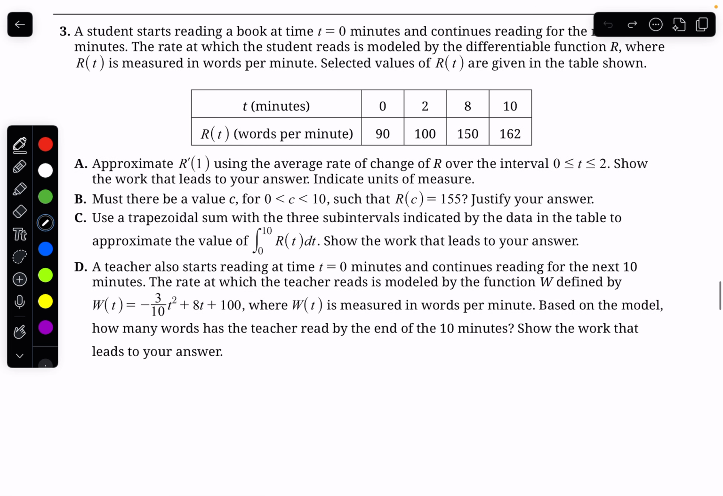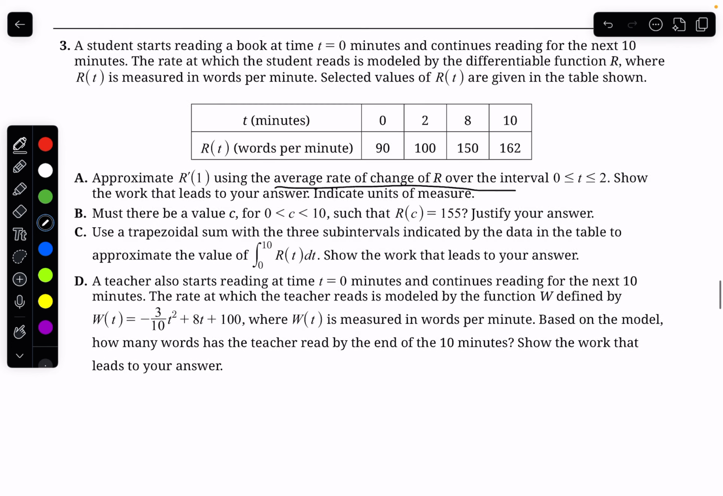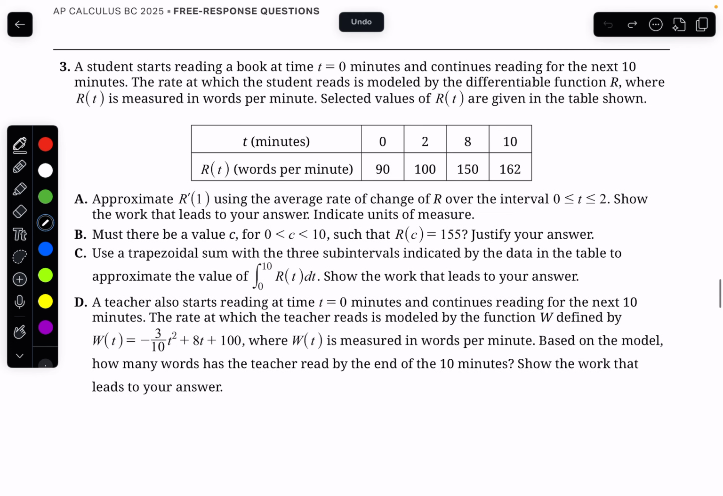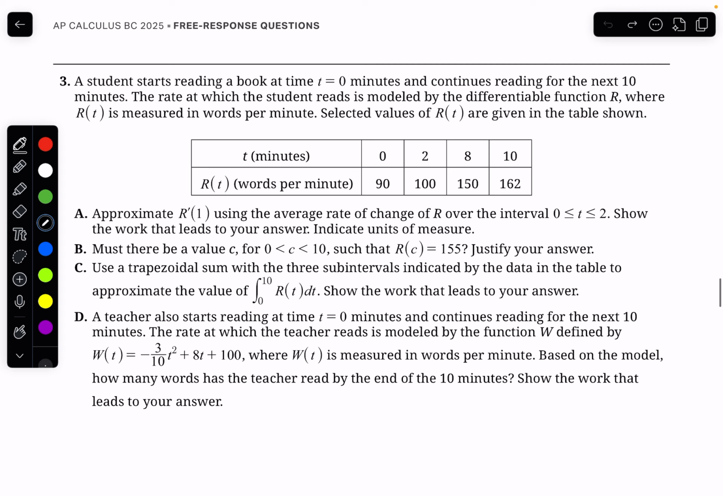Part A. Approximate r prime of 1 using the average rate of change of r over the interval 0 is less than or equal to t, which is less than or equal to 2. Show the work that leads to your answer. Indicate the units of measure. If you need to pause to read the question or understand it better, I suggest you do so because we're going to be diving right into the solution.